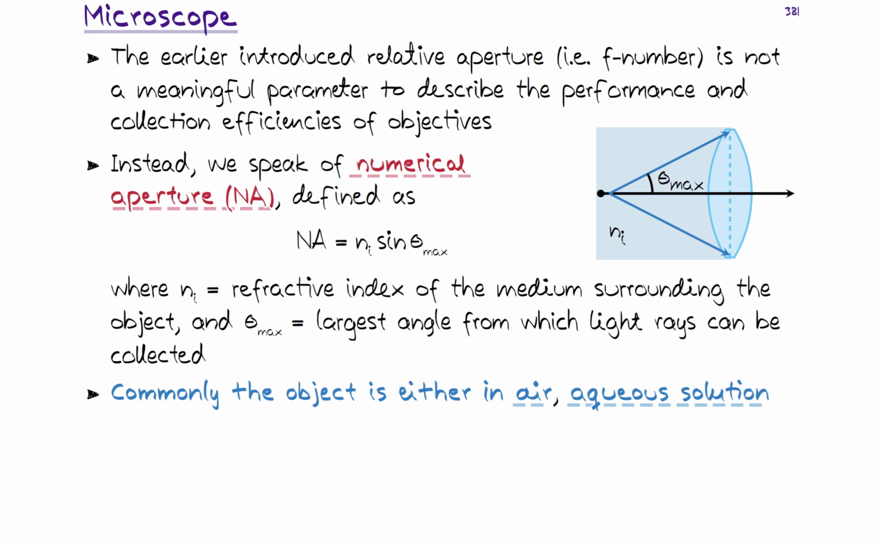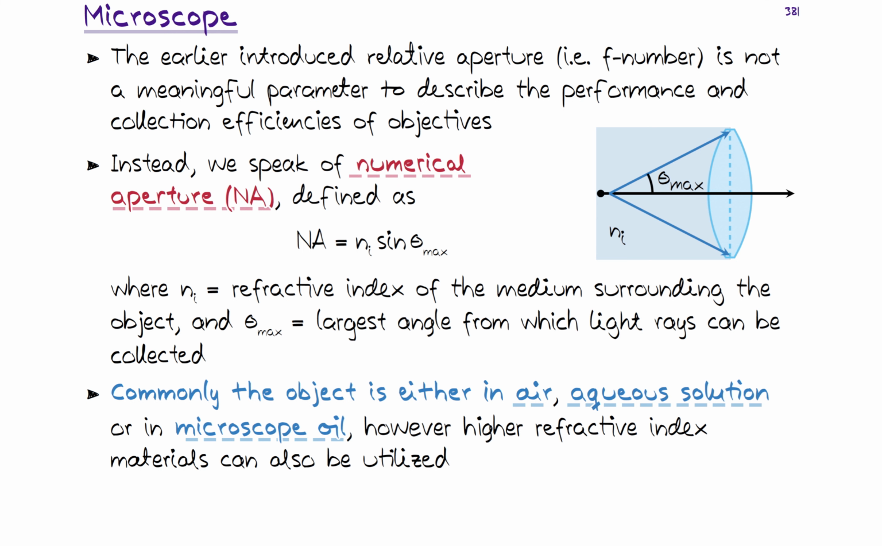Commonly, we either have air immersion, aqueous solutions, or microscope oils being used, but I must tell you also that you could have higher refractive index materials, and they could also be utilized. Especially I'm thinking of so-called solid immersion lenses, so that instead of having a liquid here, you would have a solid piece of material. And a practical example out of this scenario that comes to mind would be the semiconductor industry, where you want to inspect your semiconductor circuits.